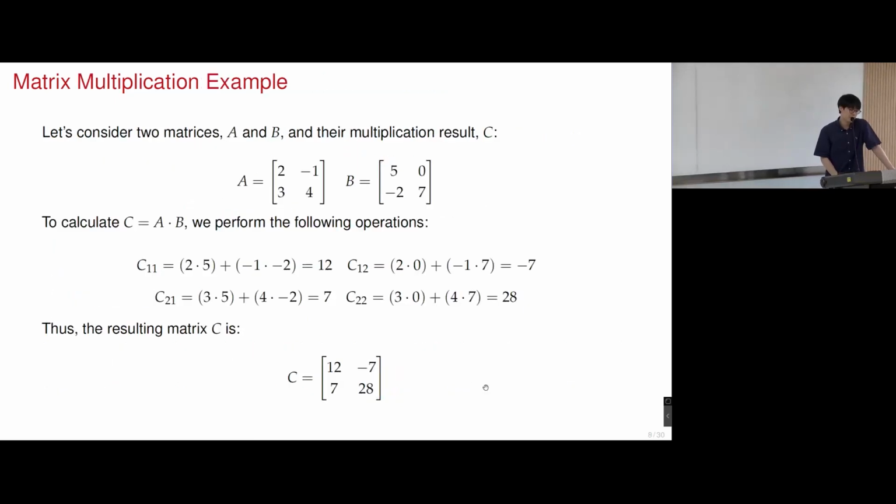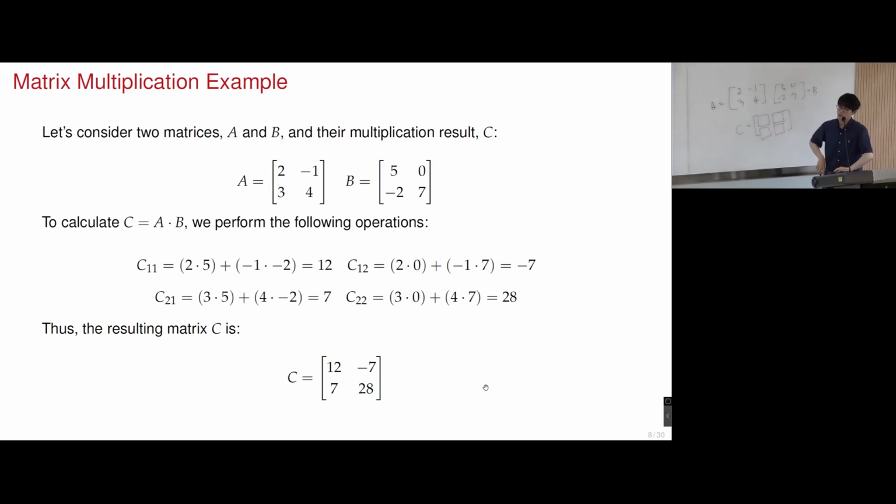So what does this mean? As you know, I'll write it. What we have is A, which is 2, minus 1, 3, 4. And we have B, which is 5, 0, minus 2, 7, like this. And we want to get a C. And what we're going to get here is that we're going to also get a 2 by 2 matrix. So we have 4 slots, like here. So how are we going to get each element?